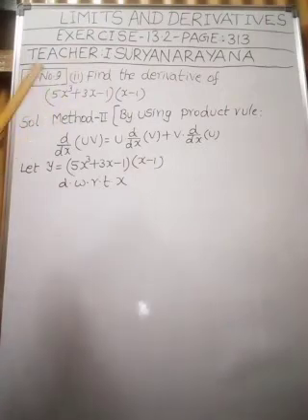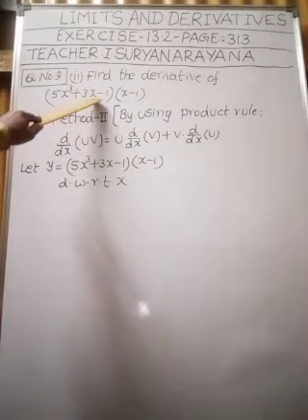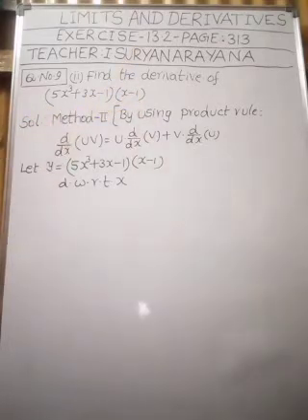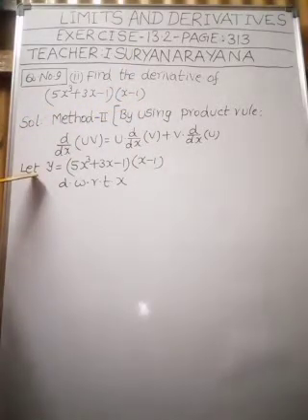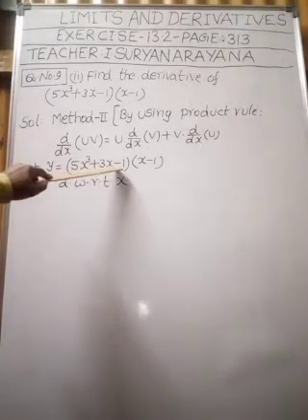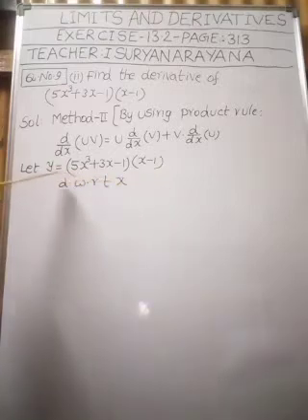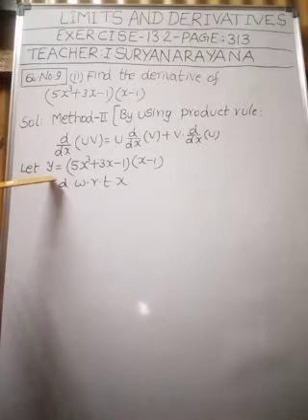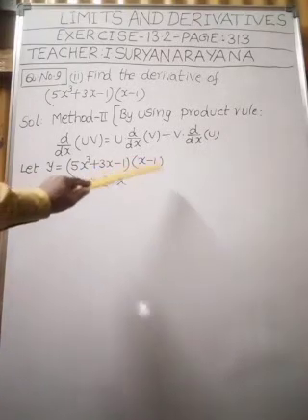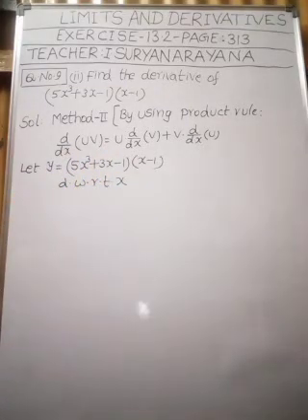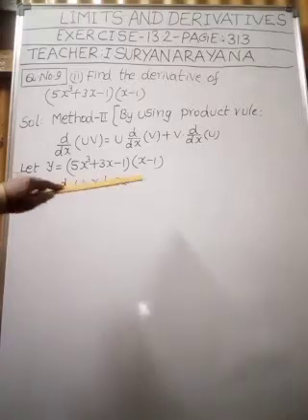Okay, my children, in your mind you have to assume that this entire function is u and this entire function is v. Okay? Now come to this step. Let y is equal to 5x cube plus 3x minus 1 into x minus 1. Understood? We have assumed the given function is y. We can assume f of x is equal to 5x cube plus 3x minus 1 into x minus 1. We can assume like that also. Right. Now differentiating with respect to x.